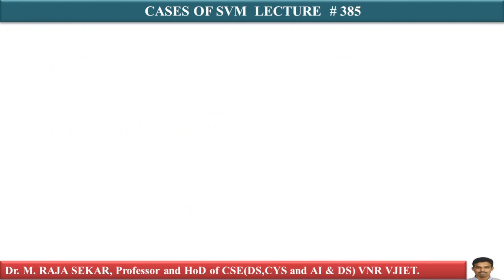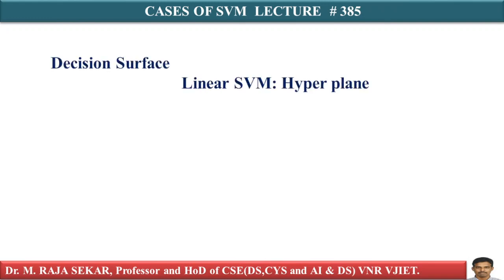Second thing is about decision surface. Decision surface of support vector machine. For linear SVMs, the decision surface is of course a hyperplane, and it's very simple.